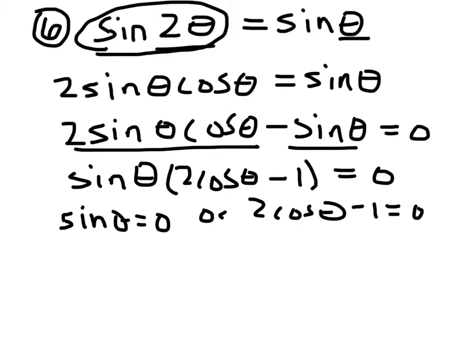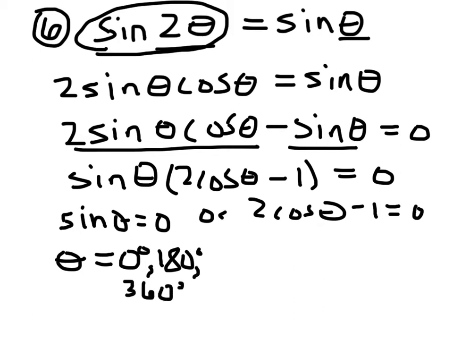Sine of theta is equal to 0 at 0 degrees and 180 degrees. I was just checking to see if they wanted the answers in terms of radians or degrees. It says between 0 and 360, including 360. So 0, 180, and 360 would all be answers.